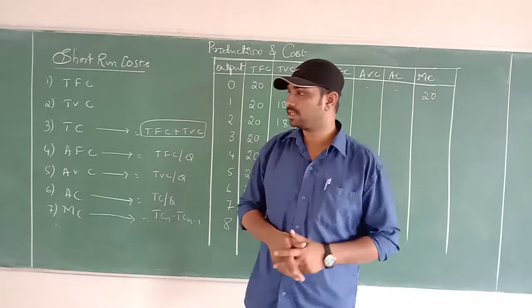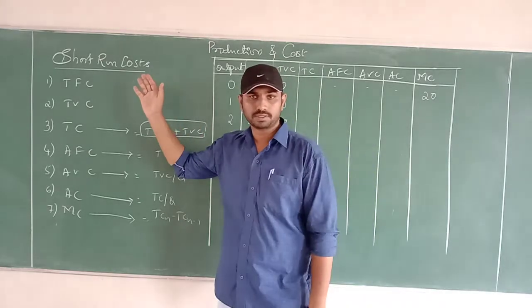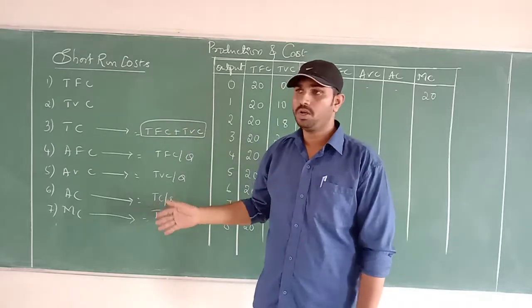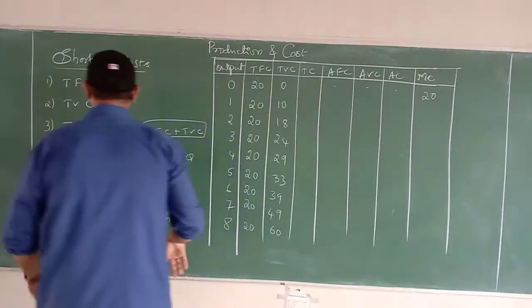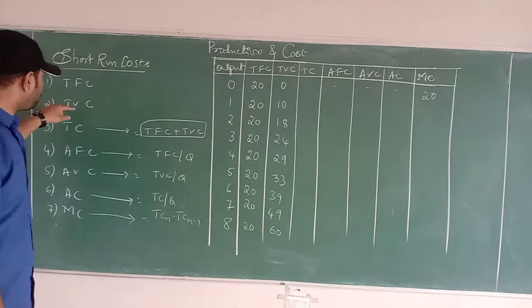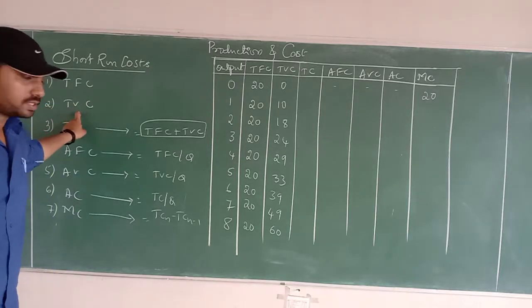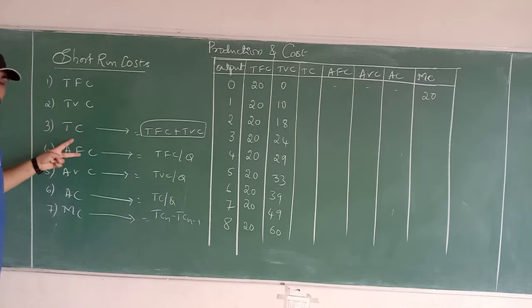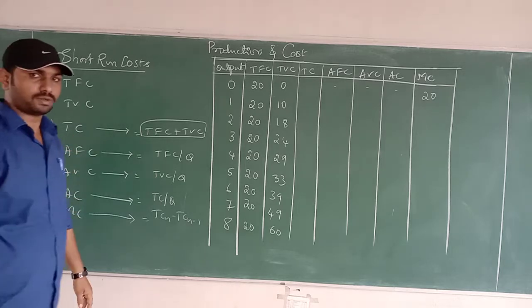In connection with that, we have listed the important 7 types of short-run costs. Among them, the first one is TFC, which stands for total fixed cost, followed by total variable cost, total cost, average fixed cost, average variable cost, average cost and marginal cost.